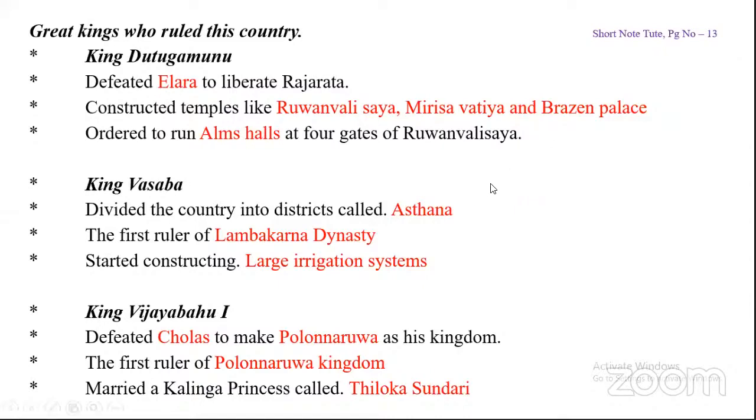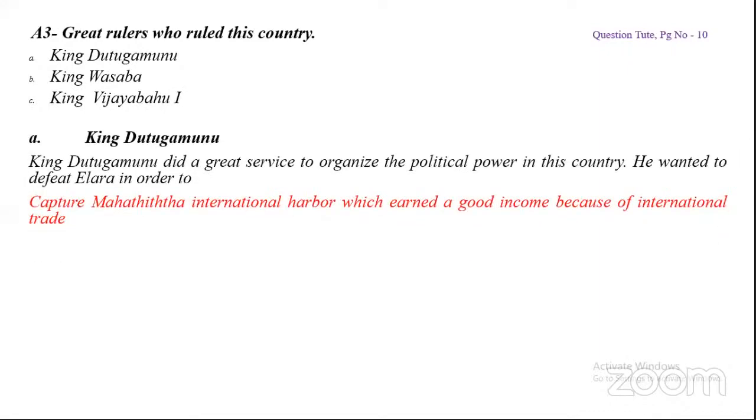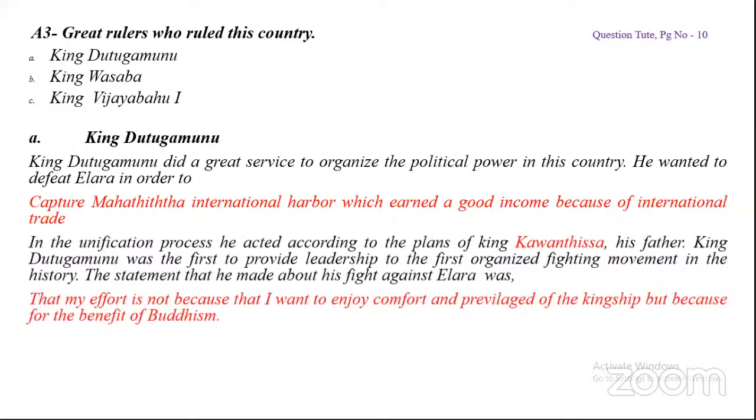Okay, from this one, shall we go to that question? Great rulers who ruled this country. I think you can see this one. So this is how you are writing about Dutugamunu. If you are writing about Dutugamunu, this is the method that you write. King Dutugamunu did a great service to organize the political power in this country. He wanted to defeat Elara in order to capture Mahatittha International Harbour, which earned a good income because of international trade. In the unification process, he acted according to the plans of King Kavantissa, his father.